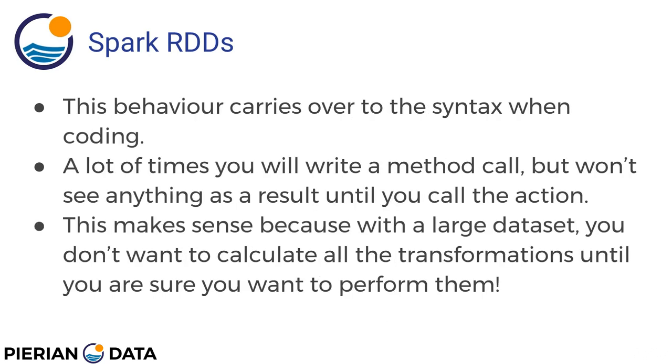This behavior of transformations versus actions also carries over to the syntax when coding. A lot of times when you write a method call off of a data frame, which we're going to be working with in PySpark, you won't see anything as a result until you call an action, something like show. This makes sense because if you're working with a really large data set, you don't want to constantly be calculating all the transformations. Maybe a transformation can be something like take the average or take the count of a particular data, or show me where column X is greater than the number 2, and so on.